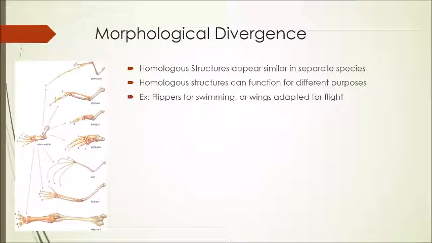Next up, we have morphological divergence. This goes hand in hand with morphological convergence, which we're going to talk about next, but I'm just doing this one first. Pretty much all it is, is body parts that appear similar in separate species because they come from a common ancestor. And that's homologous structures.